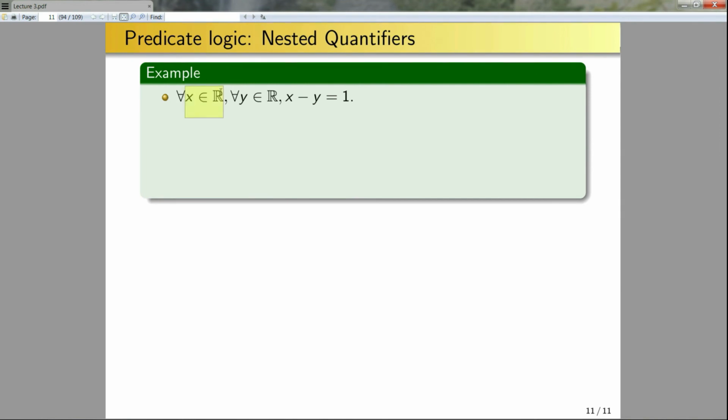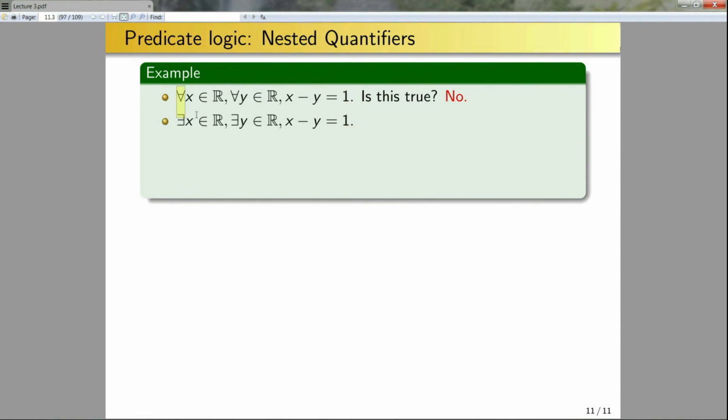So for all x in R and for all y in R, I could have a statement like x minus y is equal to 1. So is this a true statement? We'll pause the video and see what you think. Okay, so this would not be a true statement. Why? Well, this is saying no matter what real number I plug in for x and y, it's going to be equal to 1. That's clearly not true. 0 and 0 are counterexamples.